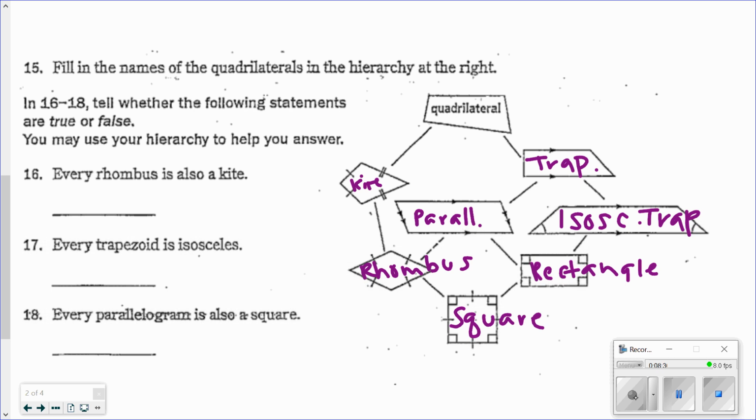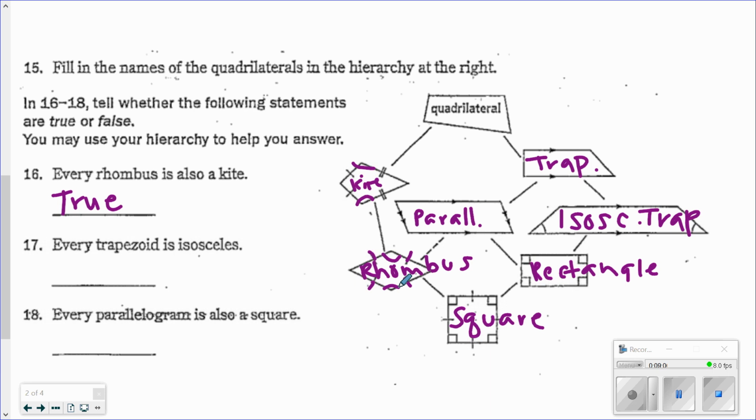So now that we have our hierarchy drawn out and written out, let's look at these questions and see if they are true or false. So every rhombus is a kite. That is true. By definition, a kite has consecutive sides that are congruent, which is also true in a rhombus. This side is congruent to this side, and this side is congruent to this side. And we also know that a kite has at least 1 pair of opposite angles that are congruent, and this is also true in a rhombus.